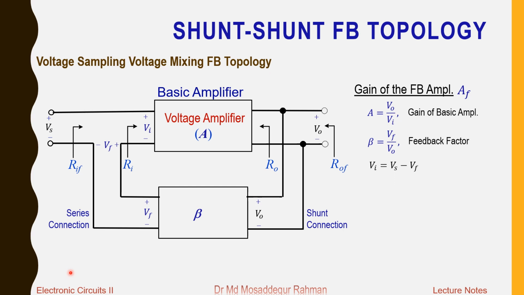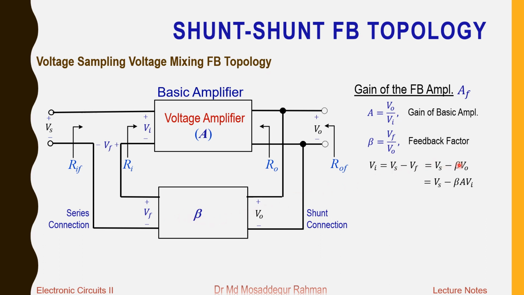So we start with the difference voltage Vi. The difference voltage Vi can be expressed as the difference between Vs and Vf. So Vi is Vs minus Vf, and Vf is the output of the feedback network. From the definition of feedback factor, beta is Vf by V0, so that means Vf we can express as beta V0.